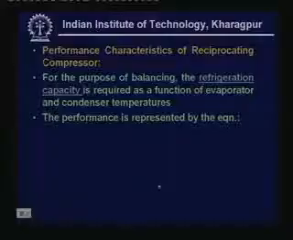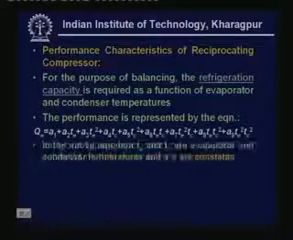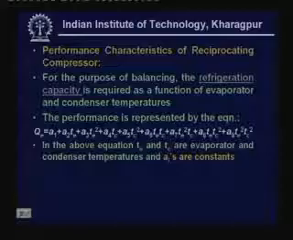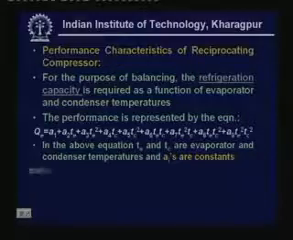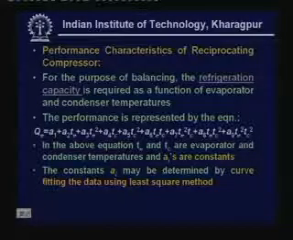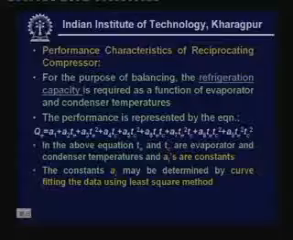So as I said, the performance is represented by the equation QE is equal to A1 plus A2 TE plus A3 TE square plus A4 TC plus A5 TC square, like that. You have A6 TE TC, several terms. So there are 9 terms here and 9 constants. In the above equation, TE and TC are evaporator and condenser temperatures, and Ai, as I said, are constants. The constants Ai may be determined by curve fitting the data using least square method, or you can also do it by having 9 point data and simultaneously solving the equations.